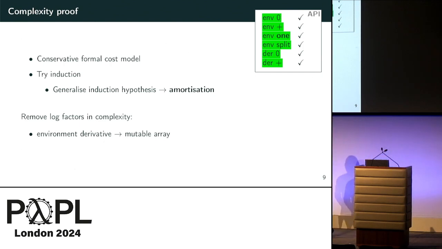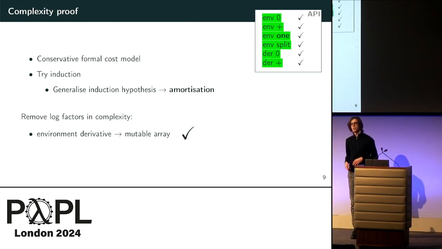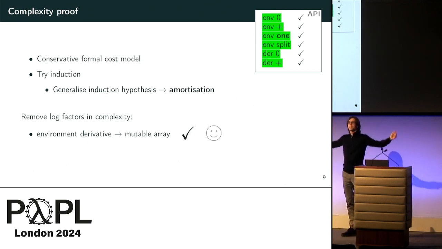Finally, the last thing is that there were a bunch of logarithmic factors in the complexity that we accumulated because we chose a sparse tree value as the representation of environment derivatives. So we replaced those with a mutable array for which we, again, don't need to change the code transformation because it is already in monadic form. We just extend the monad a little bit. And then we are done, and then we're happy. Yay.